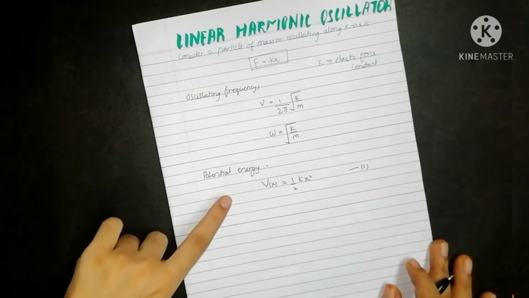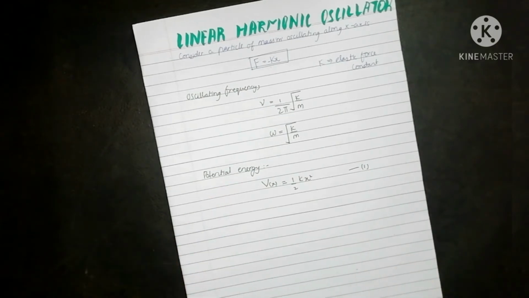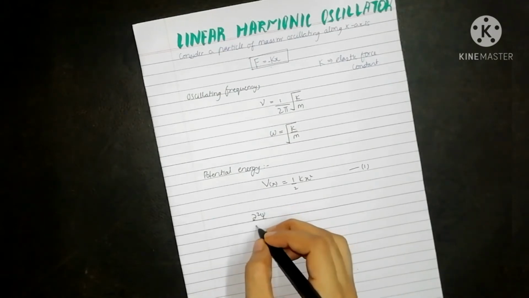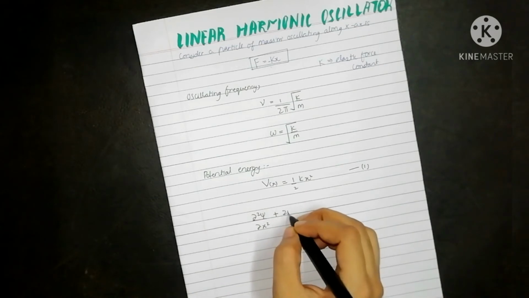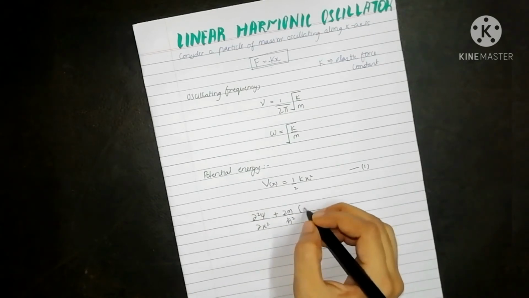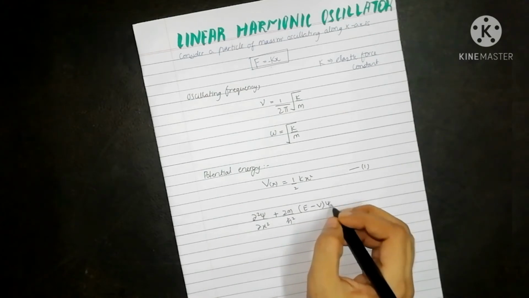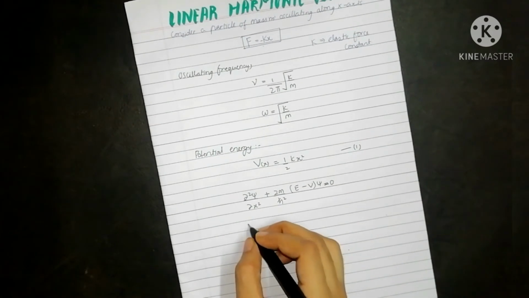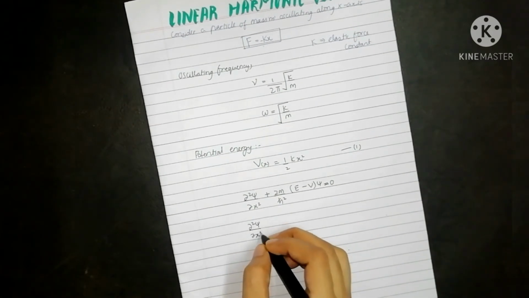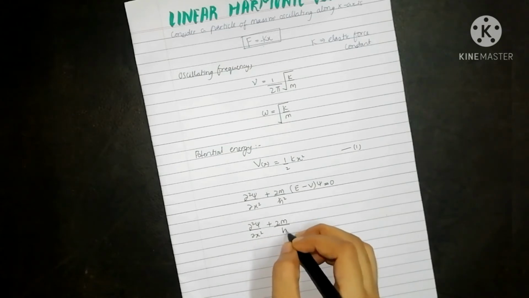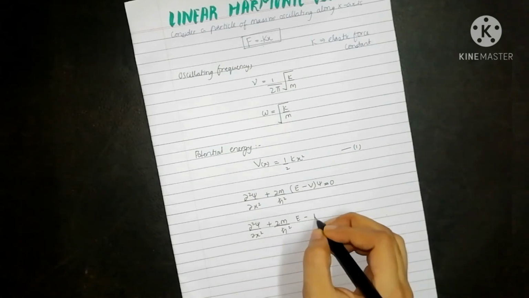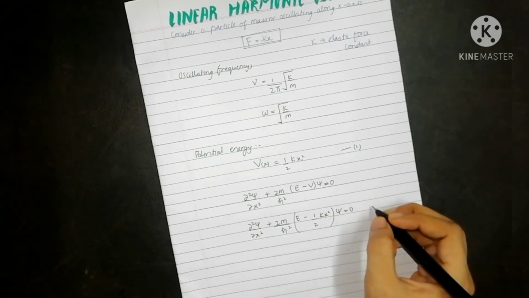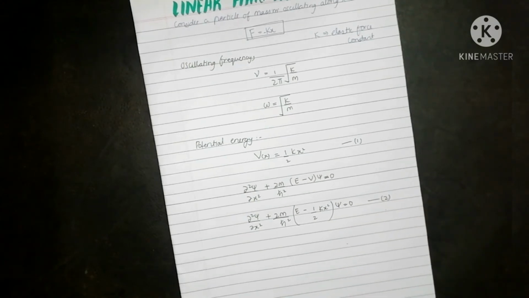Now this value of potential energy will be substituted in the time independent equation. If you remember, the time independent equation is given as ∂²ψ/∂x² + (2m/ħ²)(E - V)ψ = 0. We have the value of V substituted here: ∂²ψ/∂x² + (2m/ħ²)(E - 1/2 kx²)ψ = 0. This is our equation number 2.